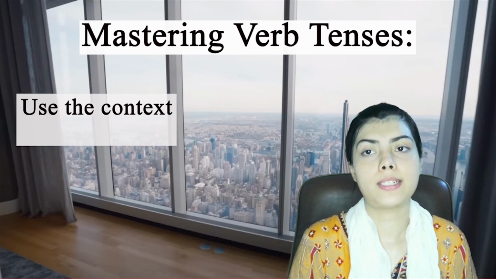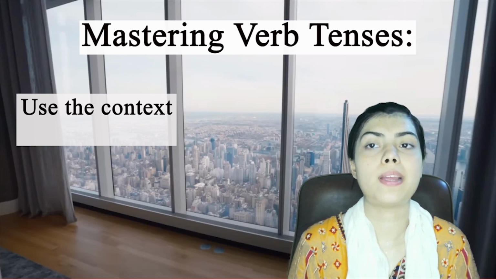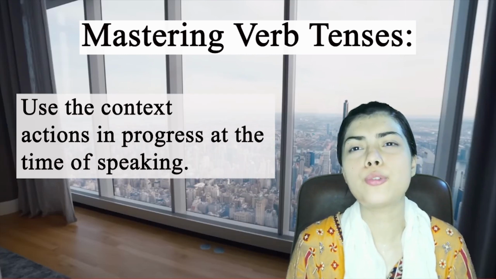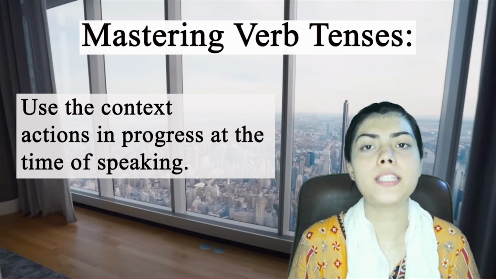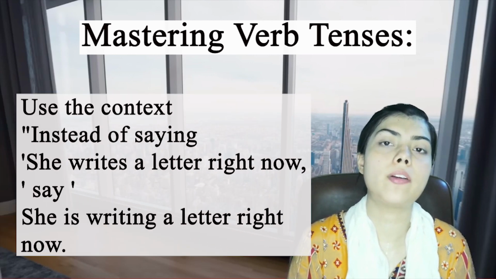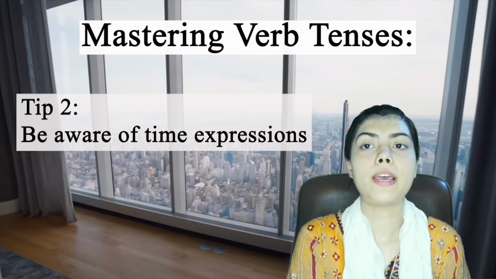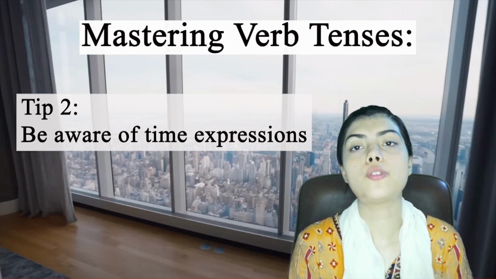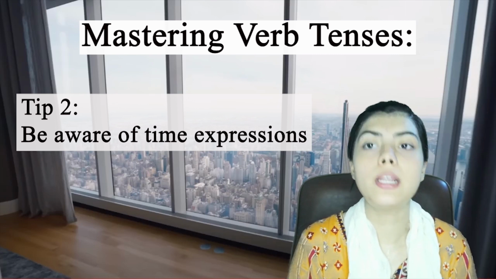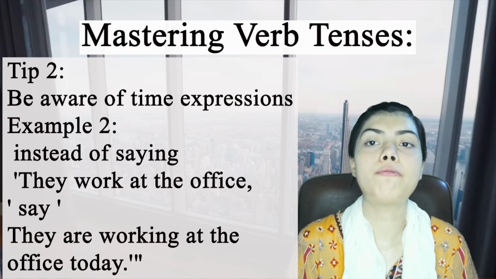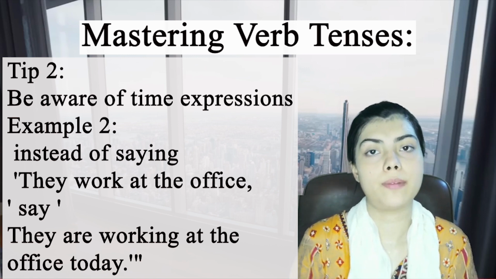Use the context. Consider the context of the sentence to determine whether to use present continuous tense. It's often used for actions in progress at the time of speaking. Instead of saying she writes a letter right now, say she is writing a letter right now. Be aware of time expressions. Pay attention to the time expressions that indicate the temporary nature of the action. Instead of saying they work at the office, say they are working at the office today.